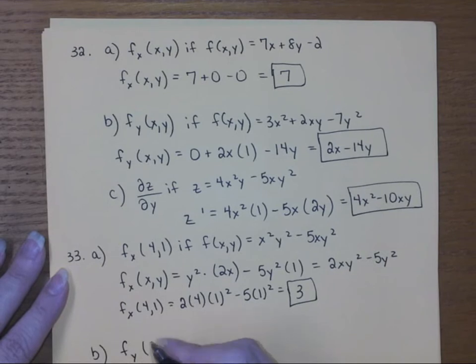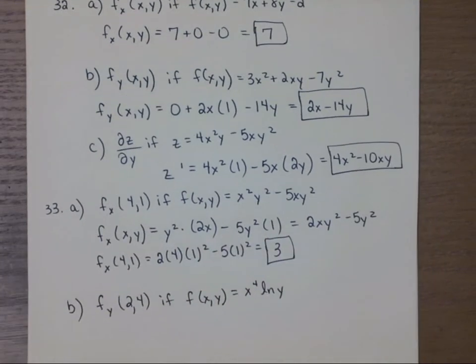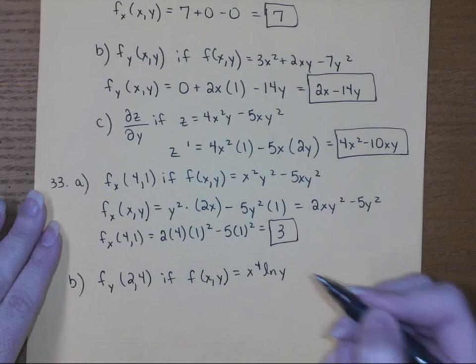All right, so the derivative with respect to y, and then we're going to plug in 2 and 4. x to the 4th ln of y. Okay, so we're treating x as a constant. We're taking the derivative with respect to y.